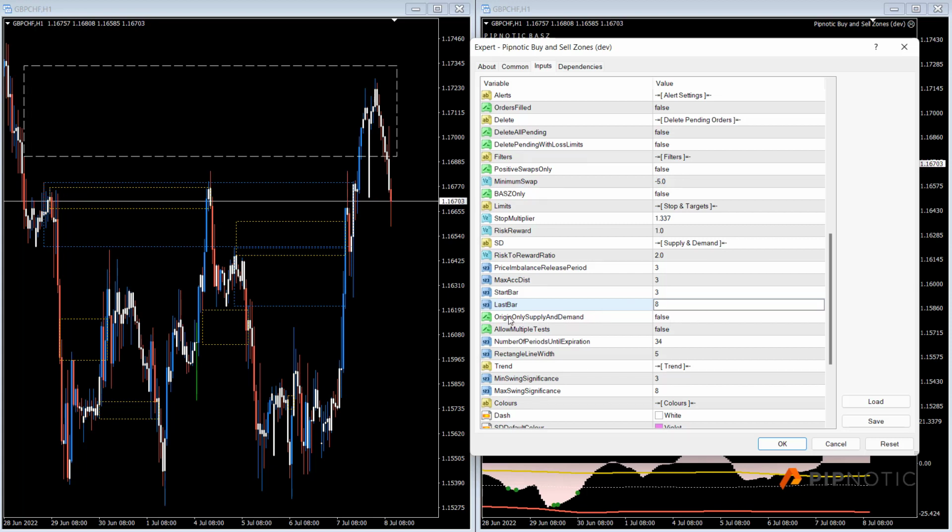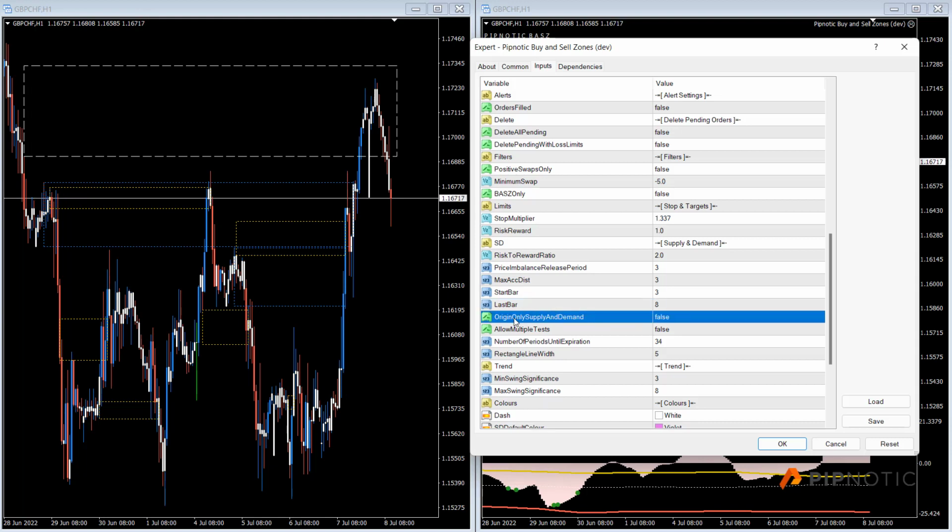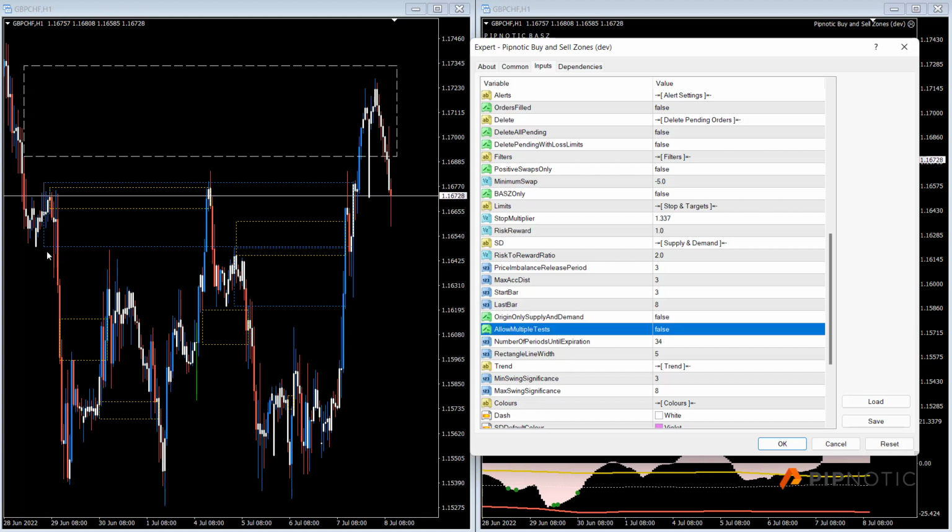Okay, origin only supply and demand. Set this to false. This is probably going to go out in a future release, so just leave this turned off for the time being. Allow multiple tests. So, we had this area here. Let's assume that price tested it, but if price didn't go into it that far, would we like to trade that area again? Maybe, maybe not. If it's set to true, then we will allow that. If we set it to false, then it will not.